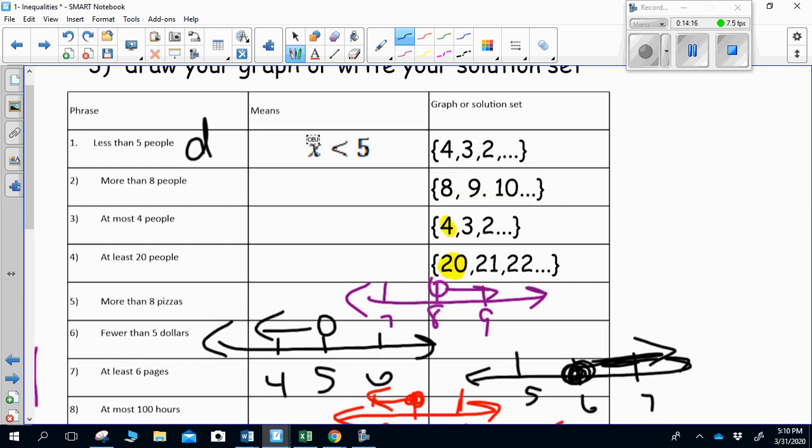Finally, notice I have some of these highlighted in yellow. They were the ones where it could be the number included, so you need to make sure you're including that.